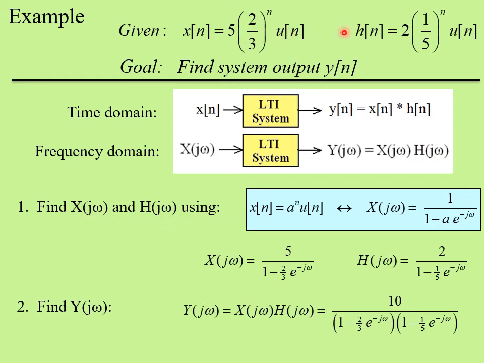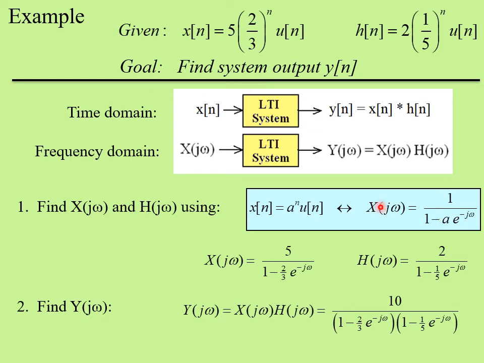And notice both x and h up here are basically these exponential functions, right? They're a to the n times u of n. And so the transform is 1 over 1 minus a times e to the negative j omega. So if we look at x, we've got a 5 out in front, so we'll put that on top. But our a is just 2/3, so it's 1 minus 2/3 e to the minus j omega. For h, we've got a 2 out in front, so that goes up on top here. And our a value is 1/5, so it's 1 minus 1/5 times e to the minus j omega. I'm just using this result here, comparing it to these functions up here, and plugging in the value for a.